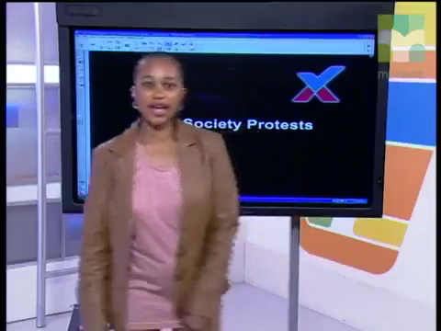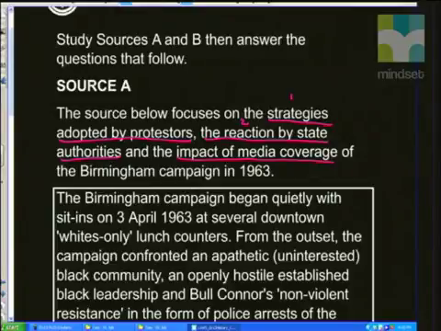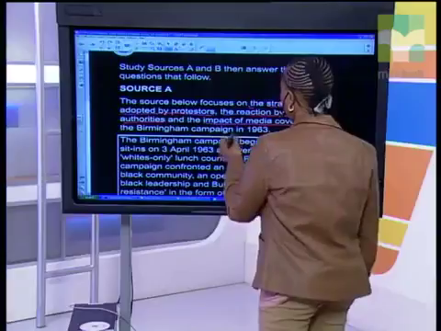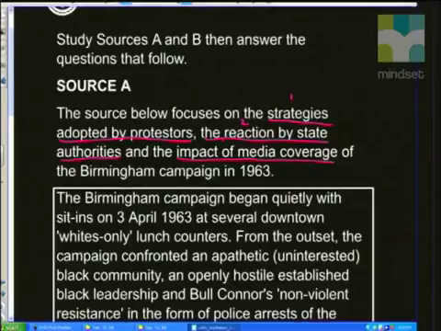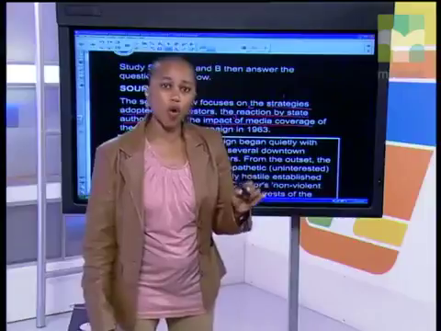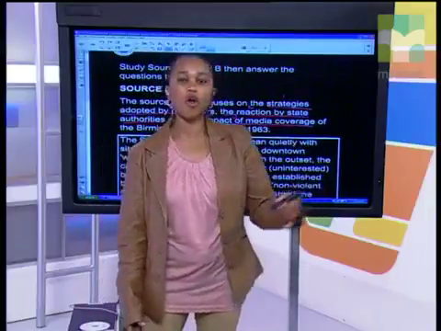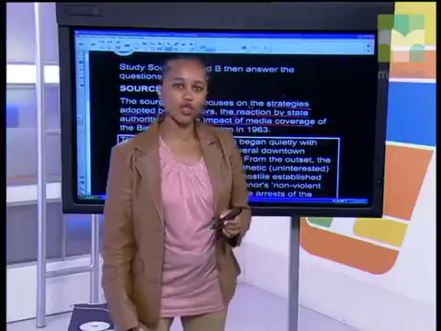Okay, looking at what happened as a result of the media reporting on the Birmingham campaign. Okay, so I'm going to write number 3 there. And then what you're going to do now, we're going to read the source together to look for important points that are going to help you understand not only the event, but also to be able to answer questions later on.